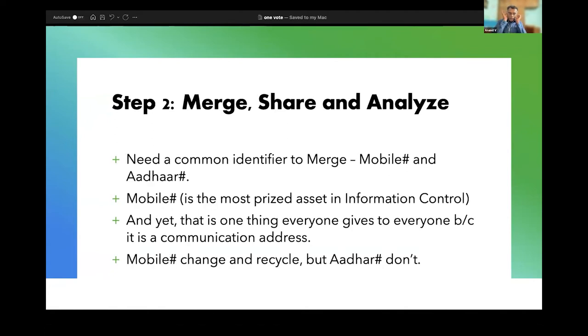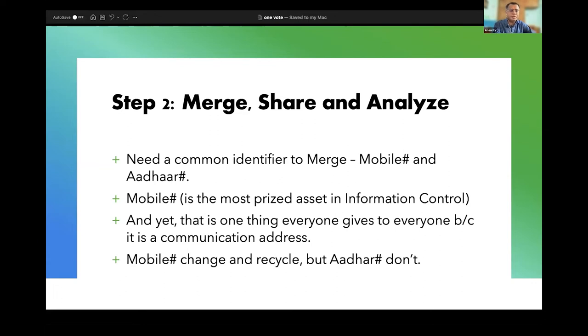Step two, once you have access to all the databases, whether you procure them or you get them directly, it really doesn't matter. You are supposed to do merge, share, and analyze. And the process of merge, share, analysis works by having a common identifier across all these databases. One of the most commonly used identifiers are actually mobile numbers and Aadhaar numbers.